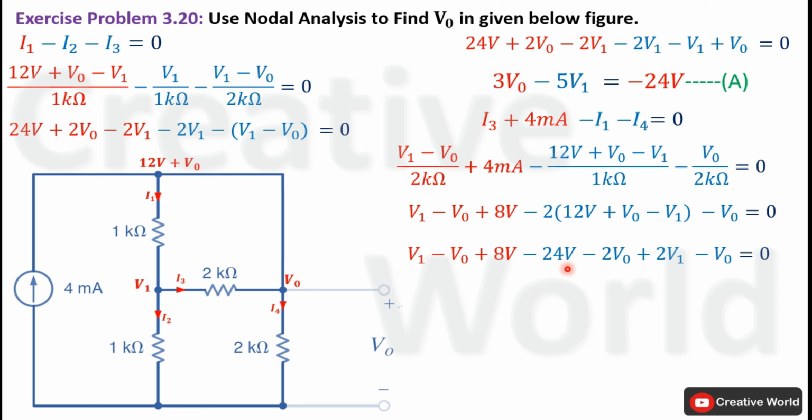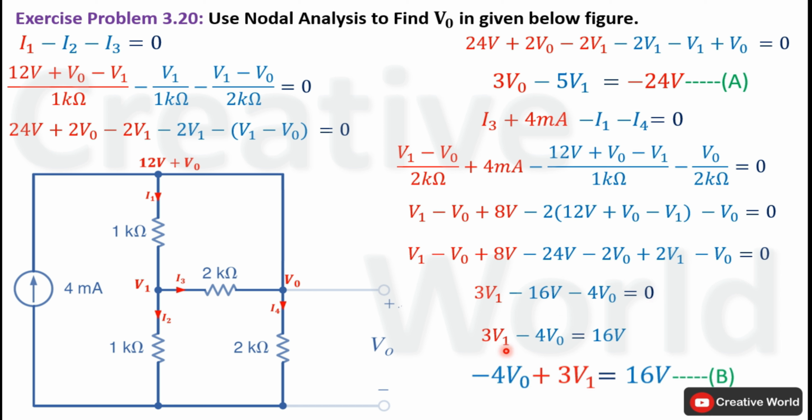Now add constants together. Sum of 8 volt and minus 24 volt will become minus 16 volt. On the other hand side, sum of V1 and 2V1 will become 3V1, and sum of minus V0, minus 2V0 and minus V0 will become minus 4V0. Now place this minus 16 volt on the other hand side of equal to separate it from variables. Rearrange this equation. The equation will become minus 4V0 plus 3V1 equal to 16 volt. This is the second node voltage equation of this network.